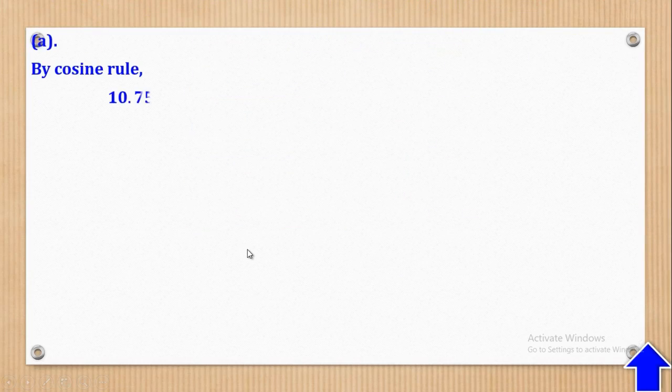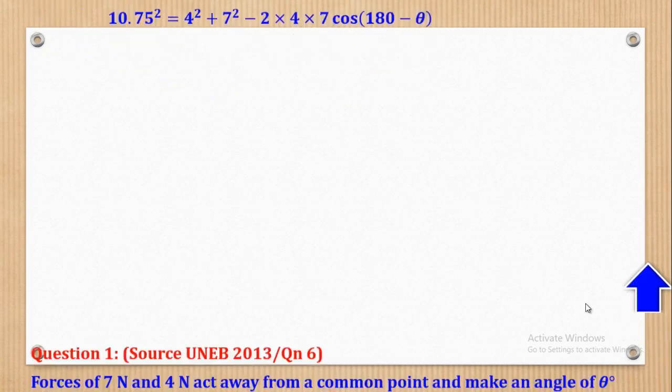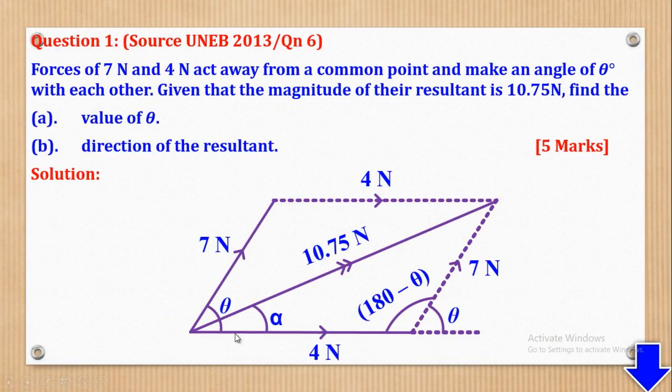So for part A, we shall say that by cosine rule, 10.75 squared is equal to 4 squared plus 7 squared minus 2 times 4 times 7 times cos(180 minus theta) degrees. So this is coming from this triangle. If you look at this triangle, it implies that 10.75 squared will be equal to 4 squared plus 7 squared minus 2 times 4 times 7 times this angle, which is cos(180 minus theta).